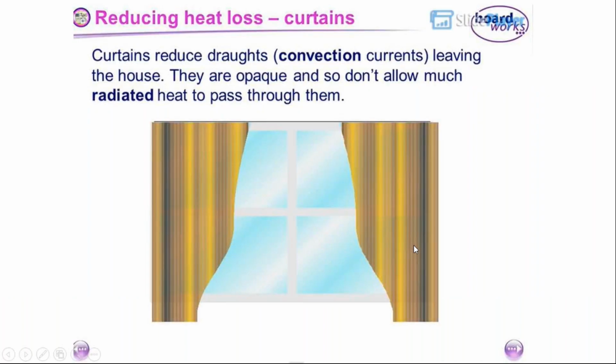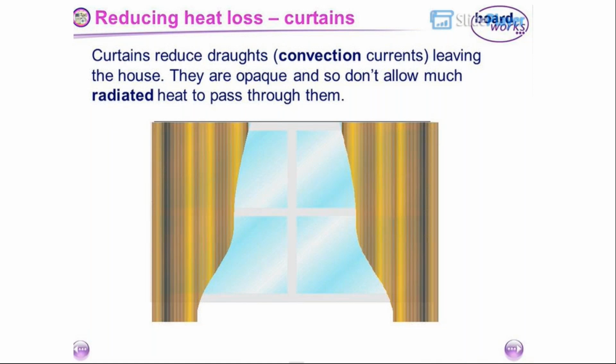So next thing is that we are using curtains. Curtains reduce drafts, the movement of air due to convection currents. You know that warm air rises because it becomes less dense and is carried up towards the windows in a house by convection currents.